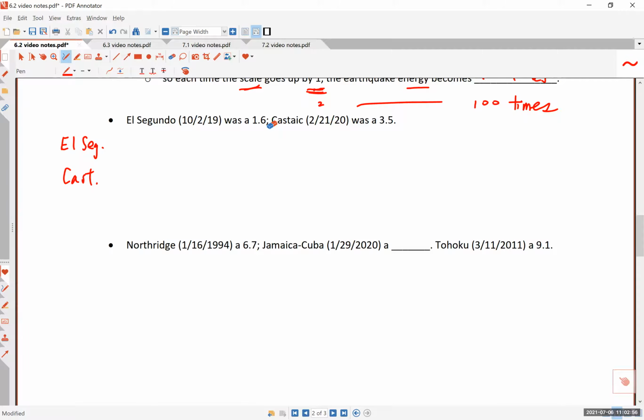Right. So it's 1.6. And the reason it's 1.6 is because 10 raised to the 1.6 power turns out to be that number, 39.81. We say Castaic was a 3.5 because, or maybe I should write this down. 10 to the 1.6 is 39.81. And 10 raised to the 3.5 is the level of the energy released by the Castaic earthquake, which was 3162 mu naught.